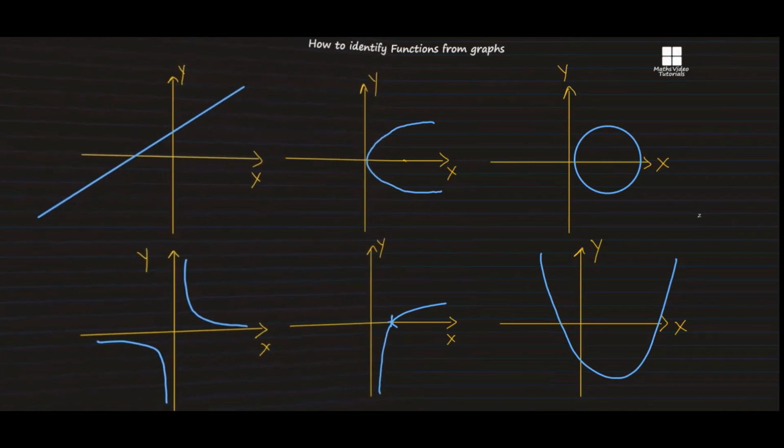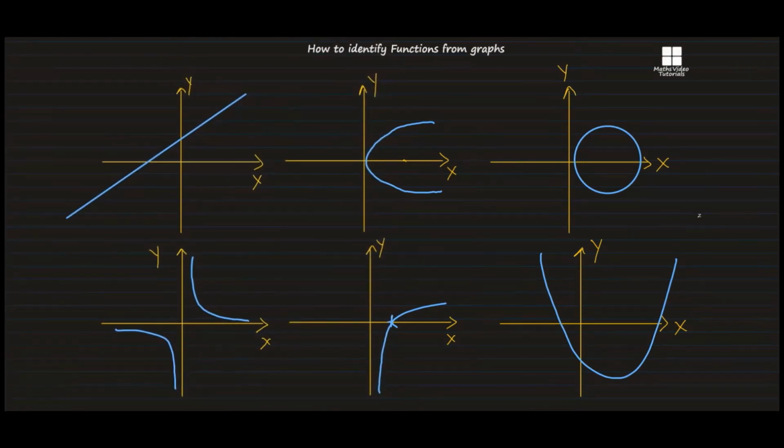We can find out if a given graph represents a function or not. I'm going to show you a shortcut. It is called the vertical line test. If I draw a vertical line, like so, you can see clearly this line crosses the straight line graph at one point only. So this is a function because it is a one-to-one.